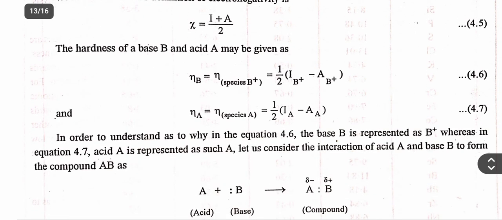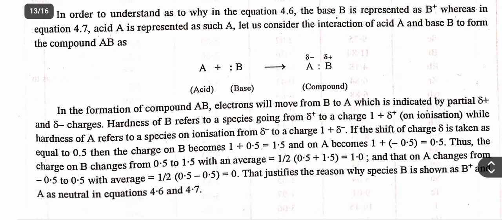In order to understand why in equation 4.6 the base B is represented as B plus, whereas in equation 4.7 acid A is represented as such as A, let us consider the interaction of acid A and base B to form the compound AB. In the formation of compound AB, electrons will move from B to A, which is indicated by partial delta plus and delta negative charges.